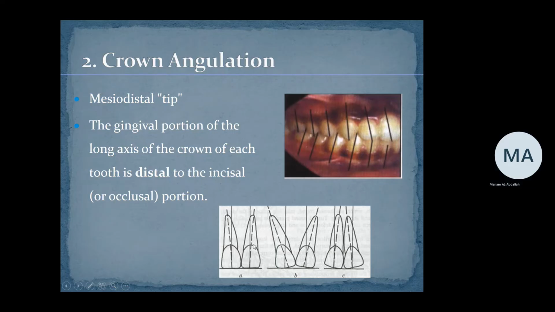So this is the normal: the upper left central and upper right central. They both should have a little bit of mesial tip, not too much mesial tip. That is not normal, and not distal tip or being upright. So this is a normal crown angulation.